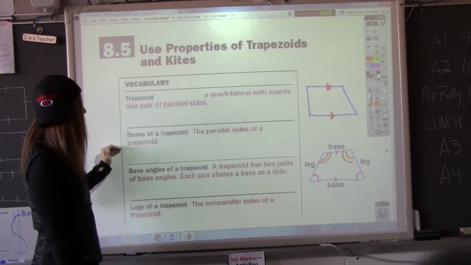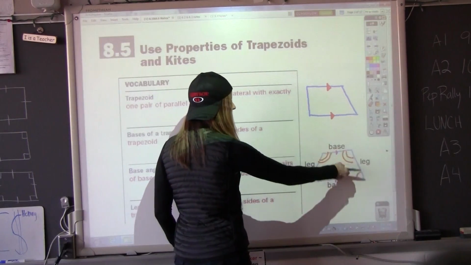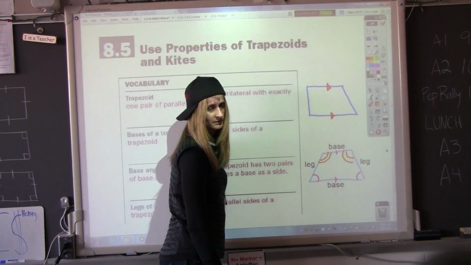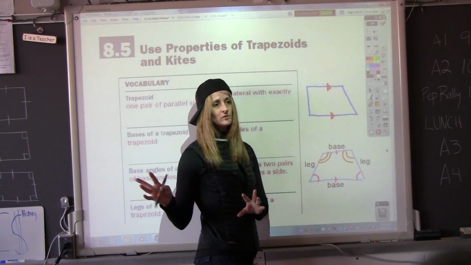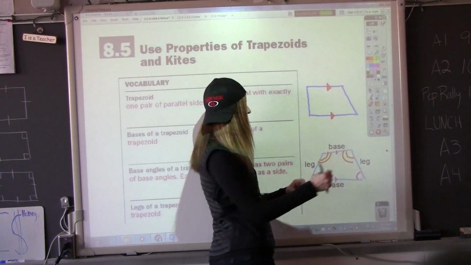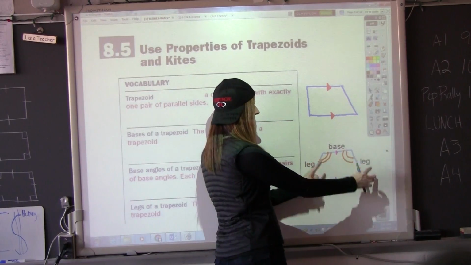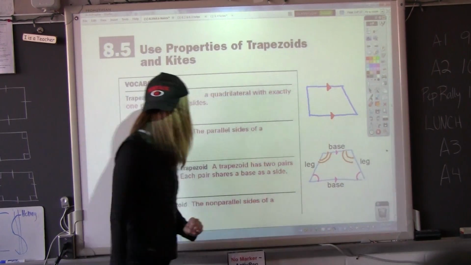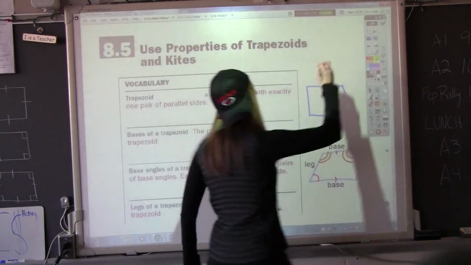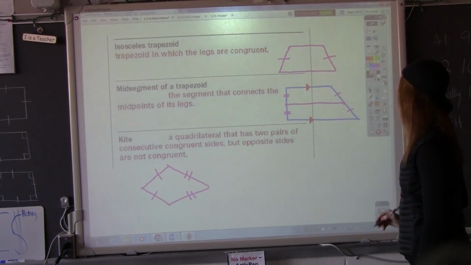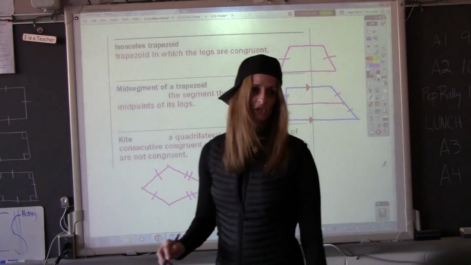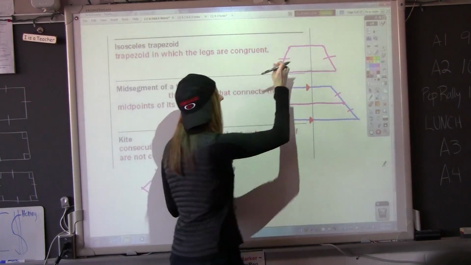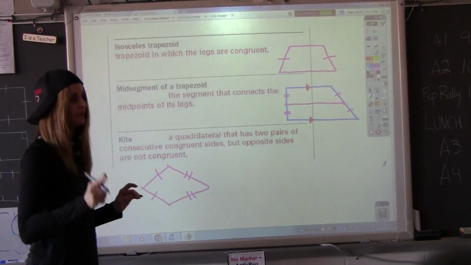The bases of a trapezoid are the parallel sides. When I refer to the bases, we're talking about the parallel sides. The other two sides are the legs. Trapezoids have two sets of base angles, two pairs. One pair here, one pair here. They're not necessarily congruent, but that's one pair and that's one pair. An isosceles trapezoid, make sure you're drawing these pictures. The legs are congruent. We're going to learn about those in just a minute.